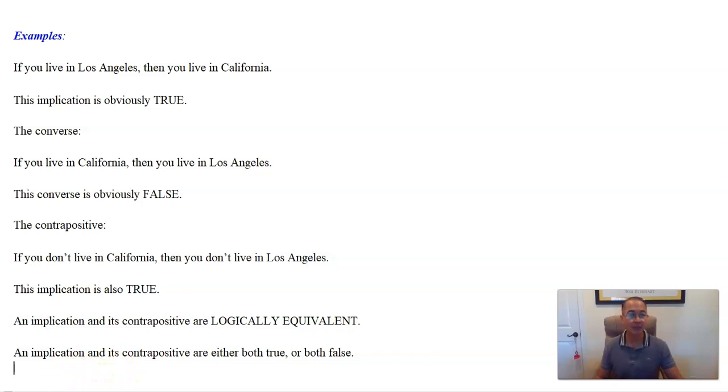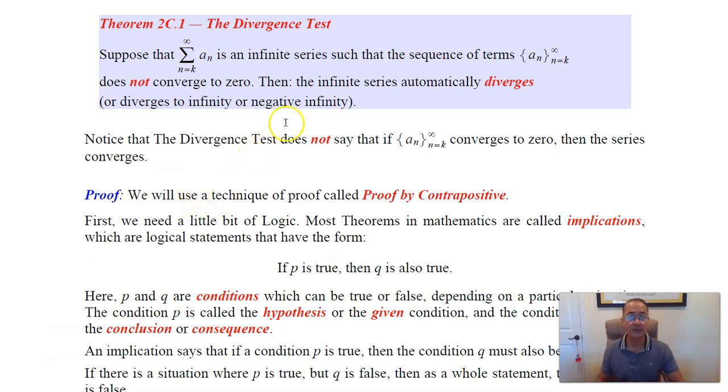I'm going to take you to our textbook. All right, so this is what the divergence test says. Suppose that the summation n equals k to infinity of a sub n is an infinite series. If the sequence a sub n, n from k to infinity, which makes up the series, does not converge to zero, then the infinite series automatically diverges, or it diverges to infinity, or to negative infinity. In other words, the series automatically does not converge.